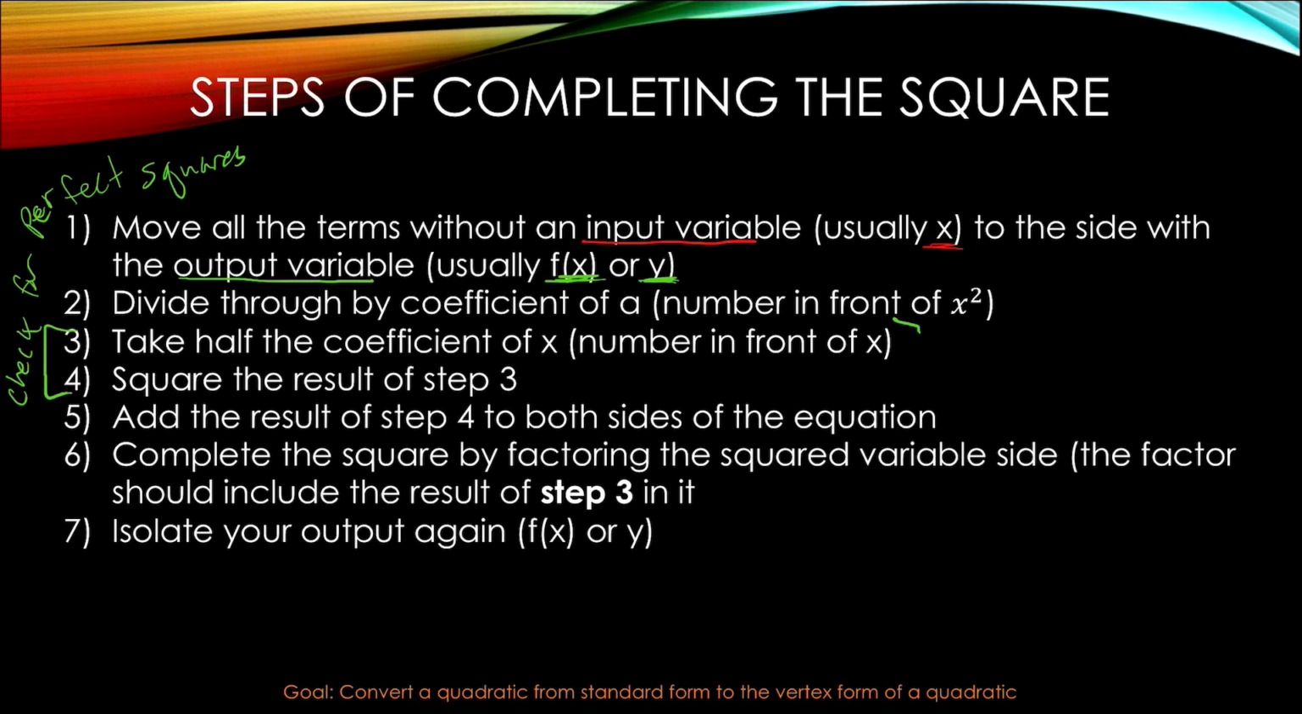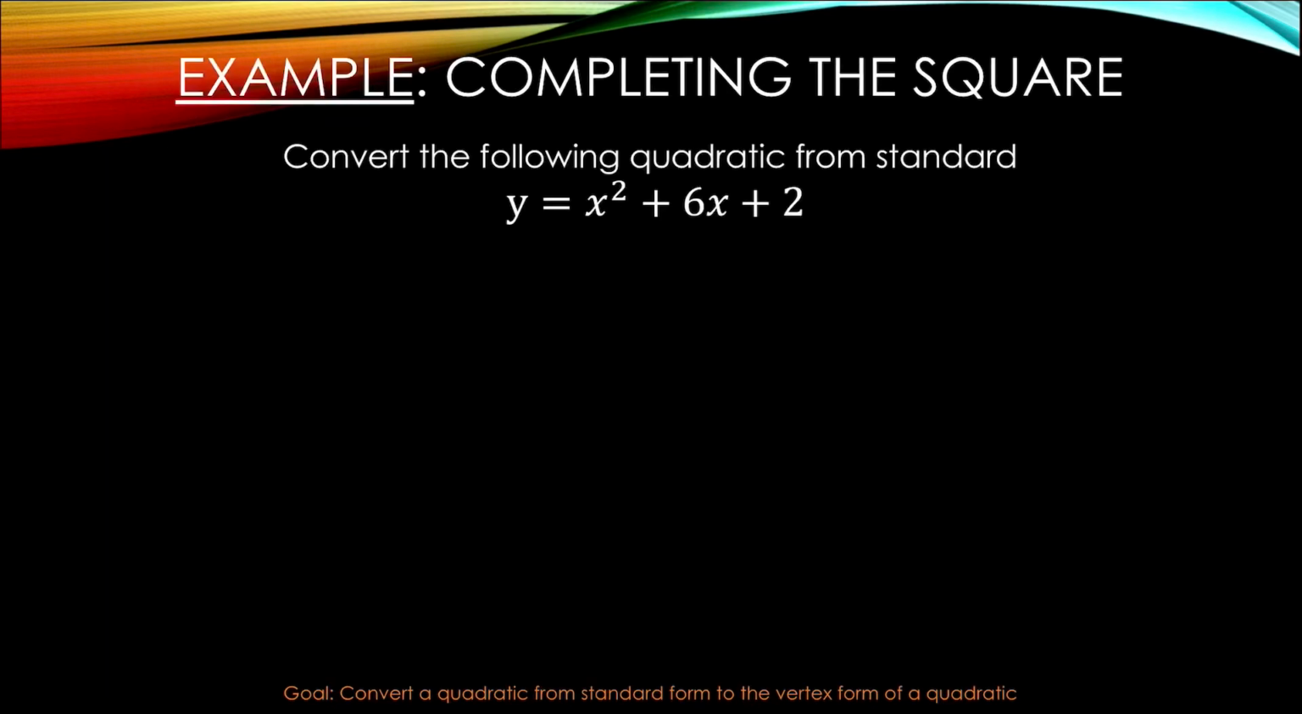Step 5, we add that result of step 4 to both sides. Step 6, we can now complete the square by factoring the squared variable side. The factor should exclude this result of step 3. That's that factoring of that perfect square that we saw last time. And the last step, step 7, is we're going to isolate our output again. Okay, let's look at this.